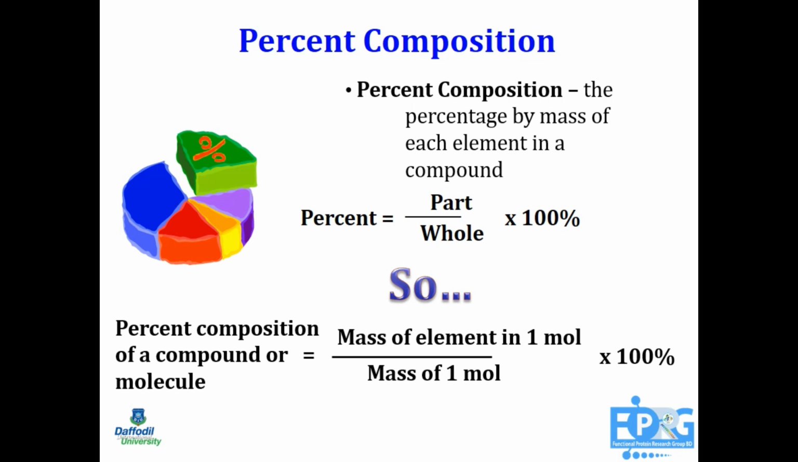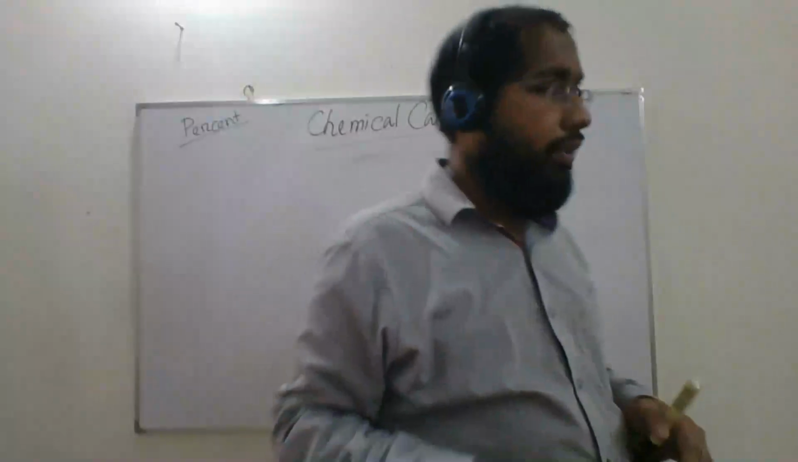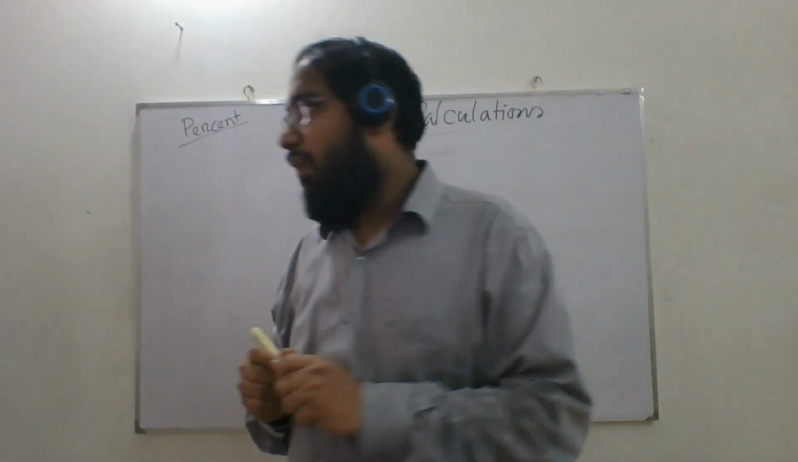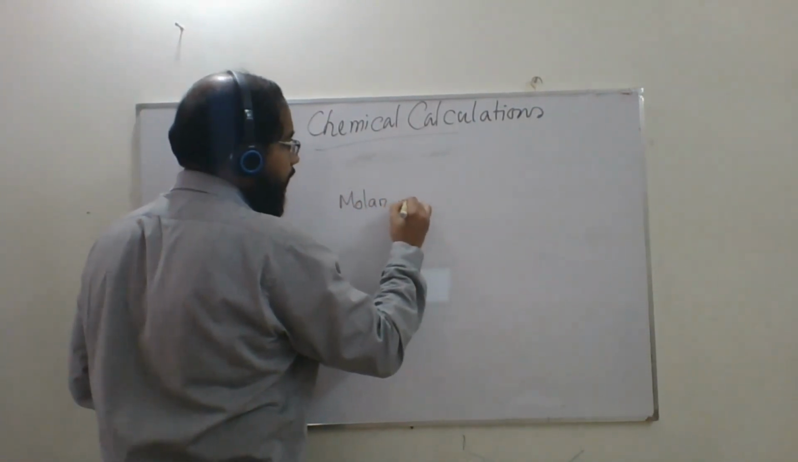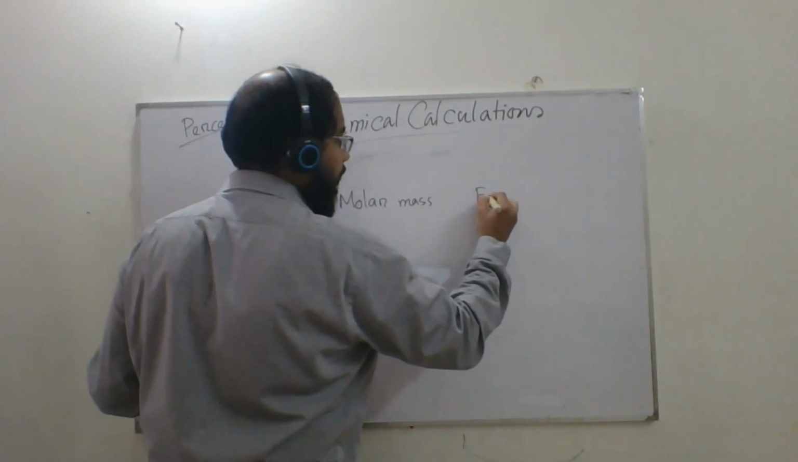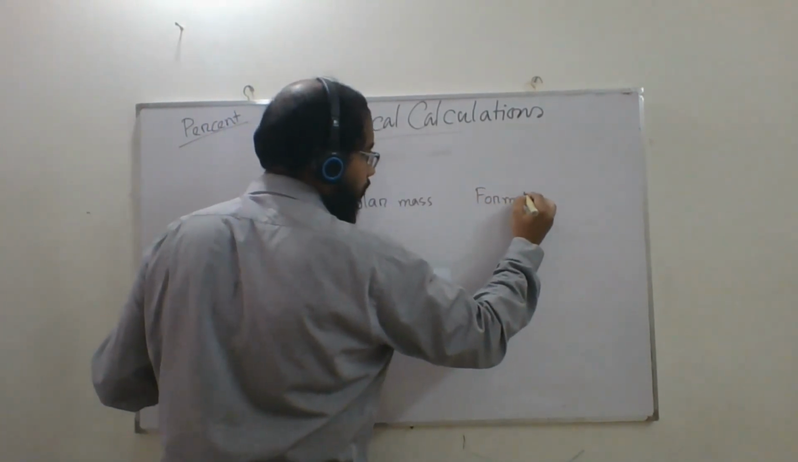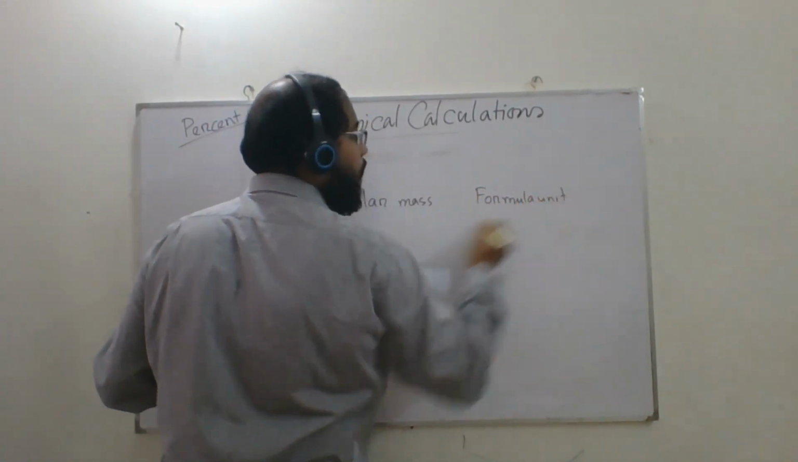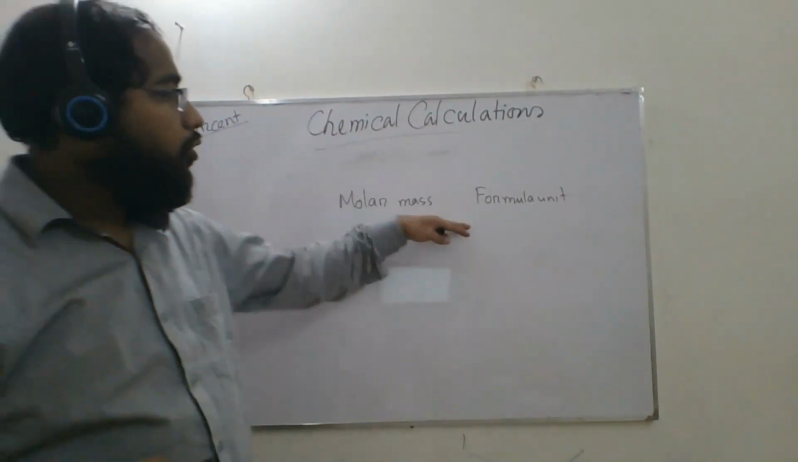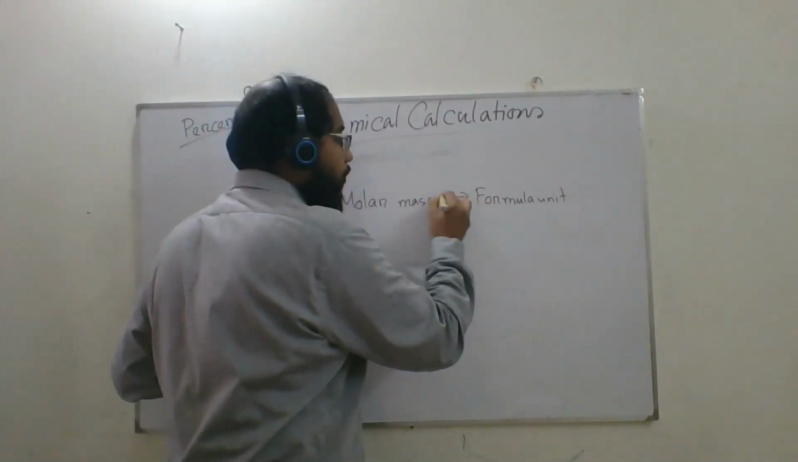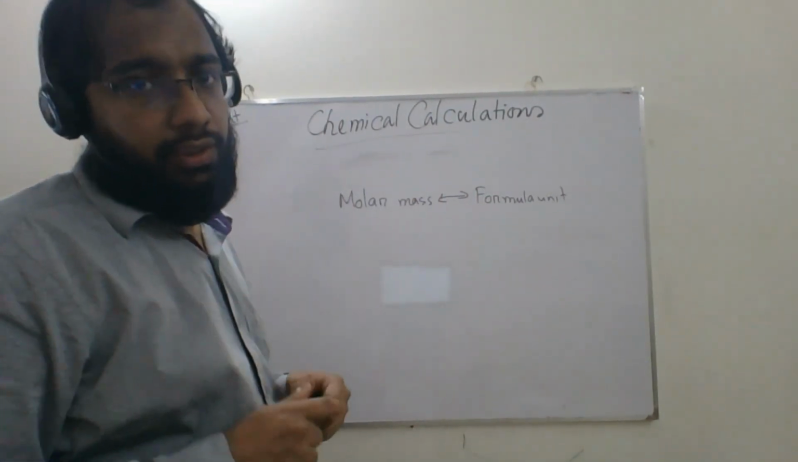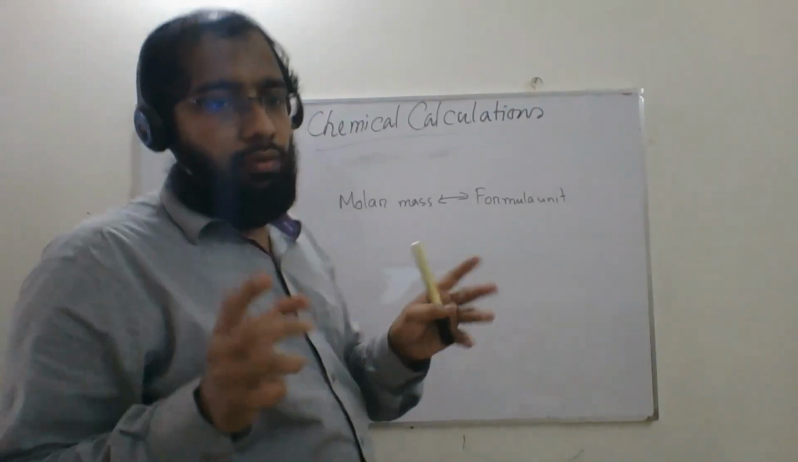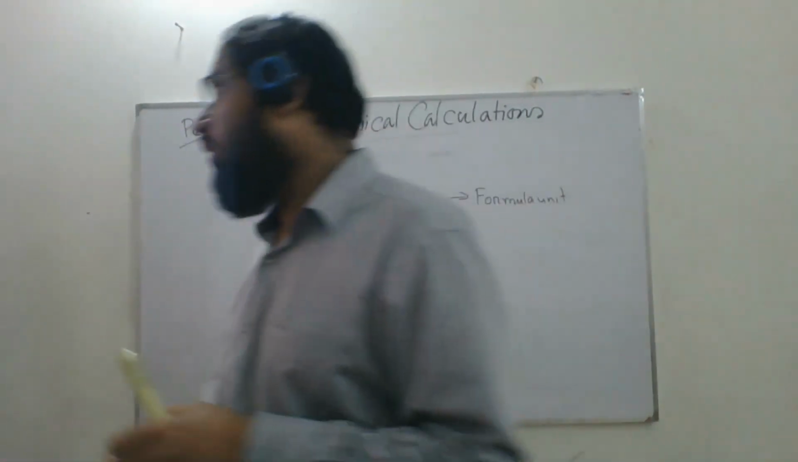So before going to percent composition, I want to tell you another story that I said, molar mass. There are two different things, molar mass and formula unit. So when you are in my class, ask me this question. There is a difference between these two. What is the difference? I will explain. Don't forget to ask it. It is really a tricky question to make you confused in different types of exams.